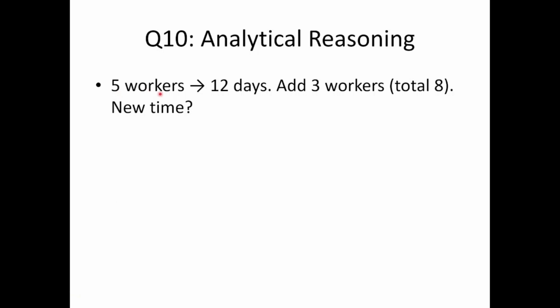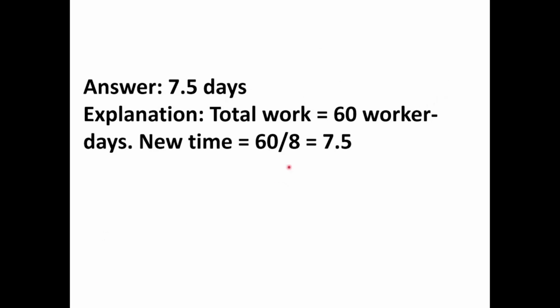Alright, 5 workers can solve the task in 12 days. So total amount of work will be 5 into 12, which is 60. So if we add 3 more workers, what will be the new time required? When we add 3 more workers, the total workers will be 8. But the total work is not increasing, so total work remains as 60. So the new time will be 60 divided by 8, which will be 7.5. I hope you were able to solve that. This was a pretty easy one.